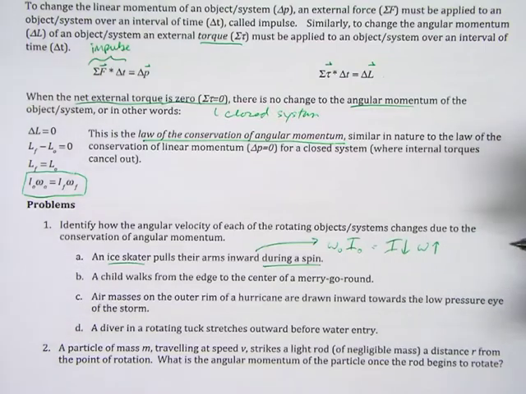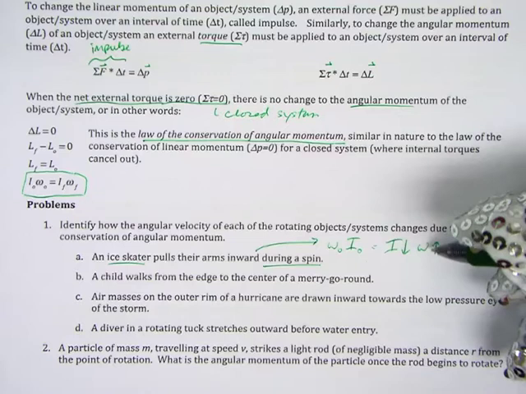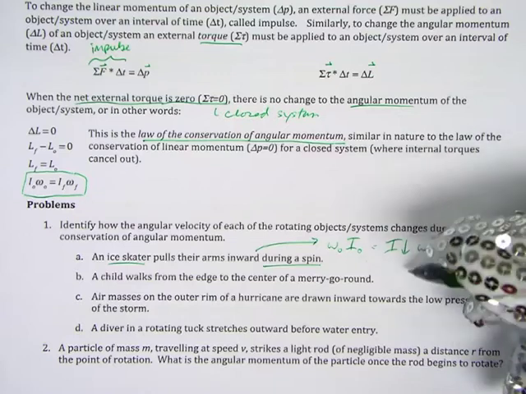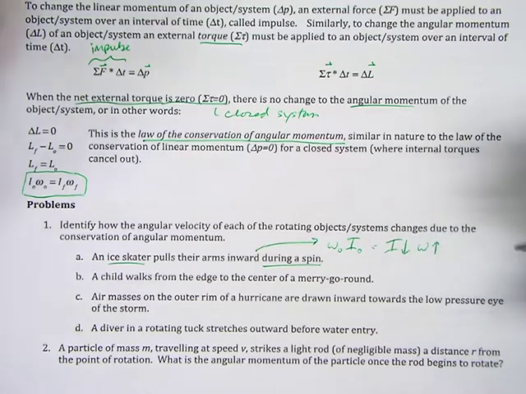So that's why when you're spinning, or when you watch the Olympics and you see the ice skaters spinning around, as they move their arms in and outward or their legs in and outward, they actually change their angular velocity because they're changing their moment of inertia about their point of rotation without an external torque.